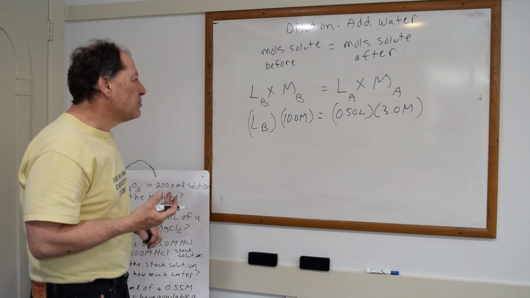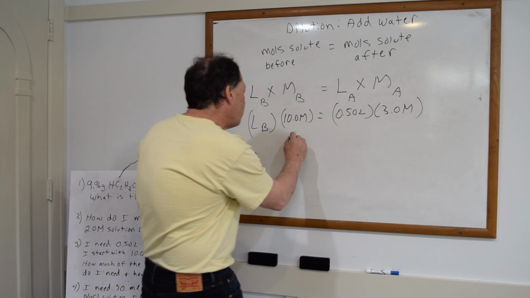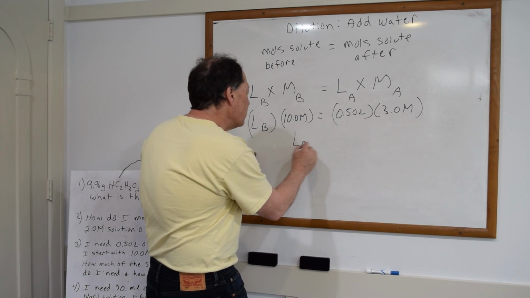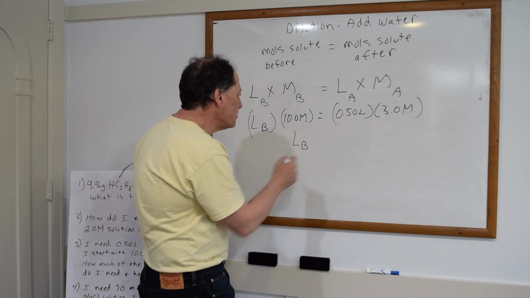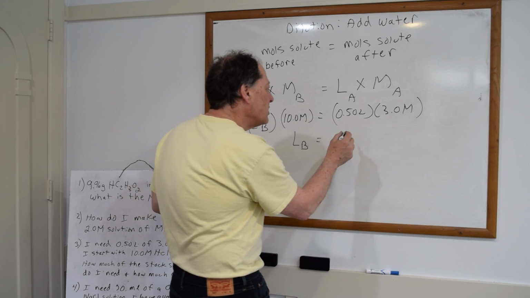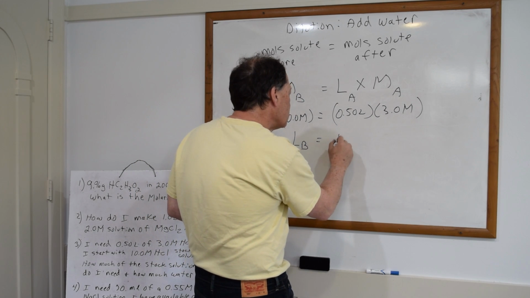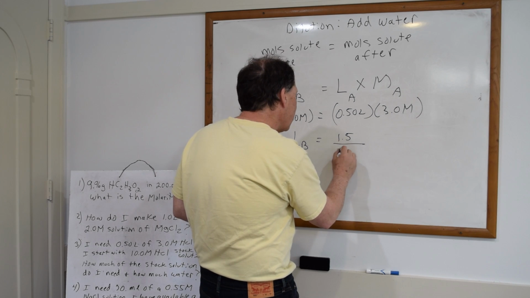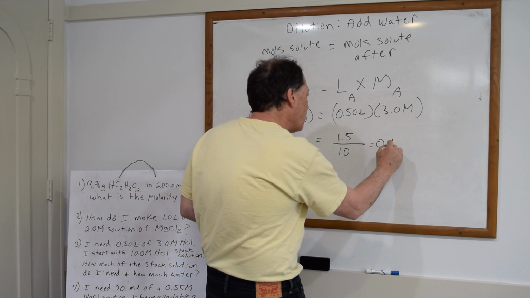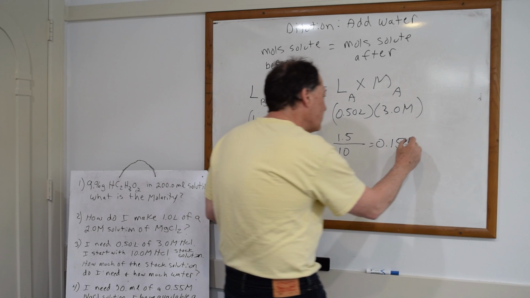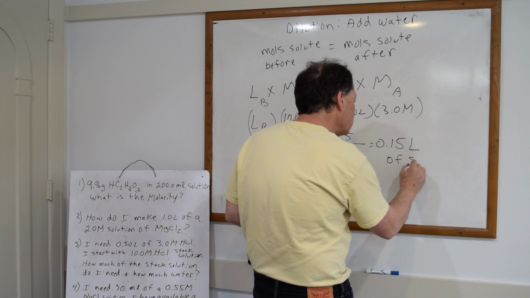So I have a really simple equation to solve. I'm just going to solve for the volume, or the liters, before the dilution. Okay, so that's going to be 3 times 0.5, which is 1.5, divided by 10. So it looks like about 0.15, and that'll be liters of stock solution.